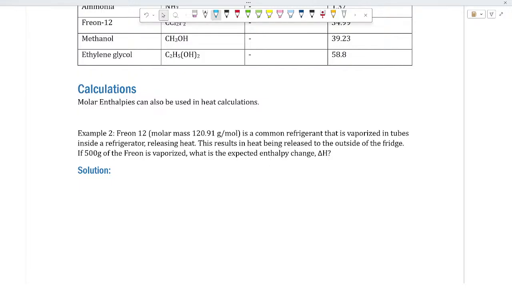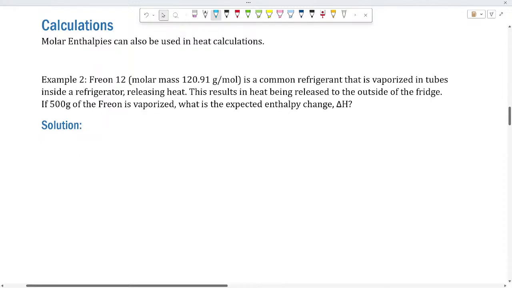We're going to do some dimensional analysis, because we know Freon 12, which has a molar mass of 120.91 grams per mole, is a common refrigerant that is vaporized in tubes inside an old refrigerator. We no longer use Freon 12, because it's bad for the environment. But here it is.